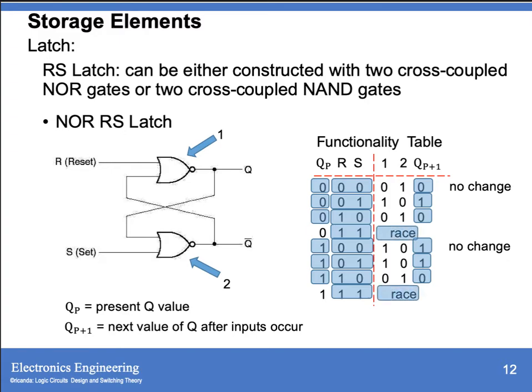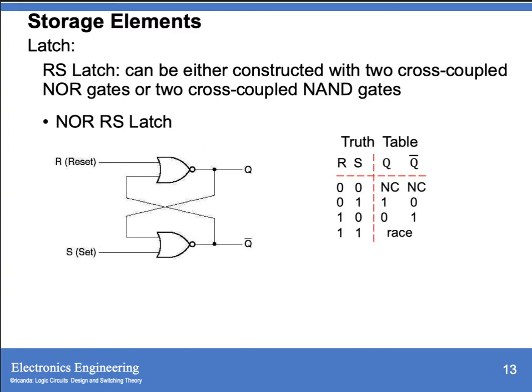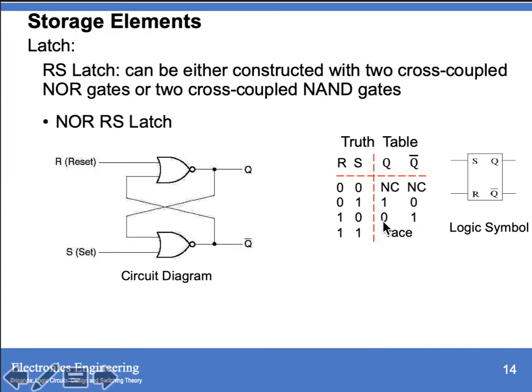So therefore, our truth table for this is equivalent to: for R and S 0, 0, that is no change. For 0, 1, then your Q is 1. If your R is 1 and your S is 0, then your Q is equal to 0. If both inputs R and S are 1, we have a race. So this is your circuit diagram, and this is what you call your logic symbol.